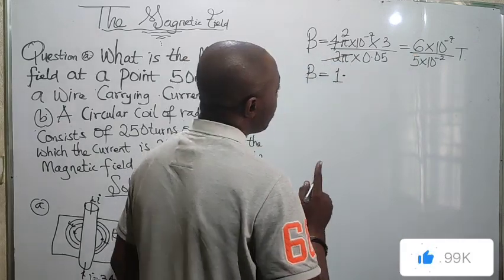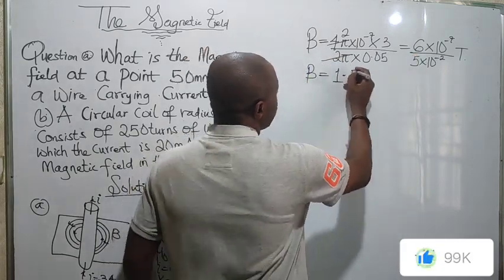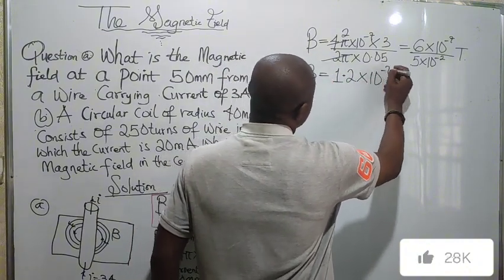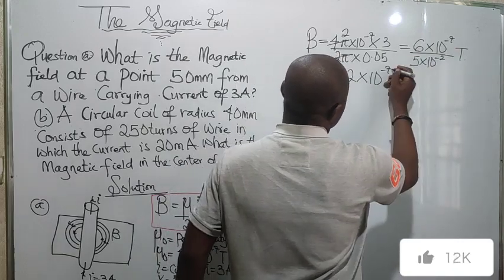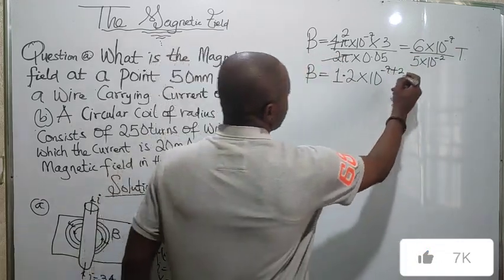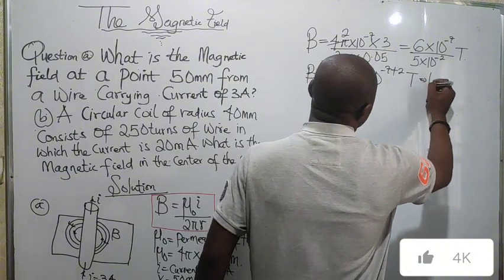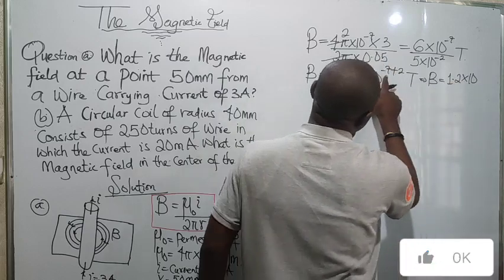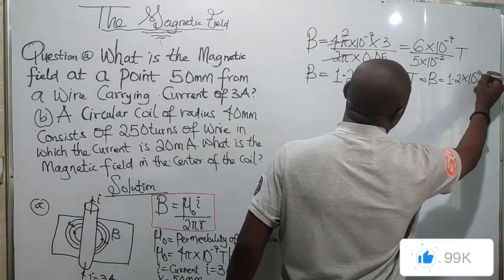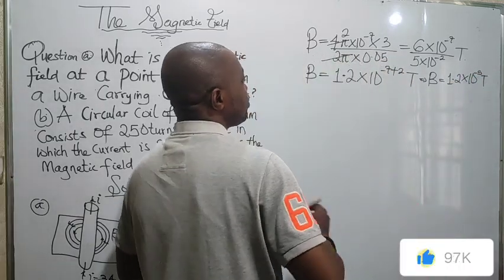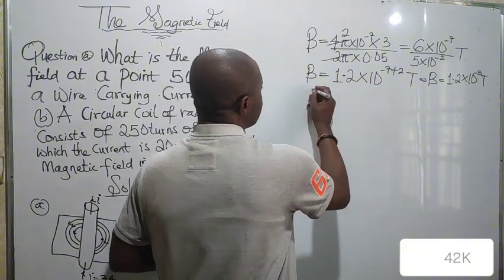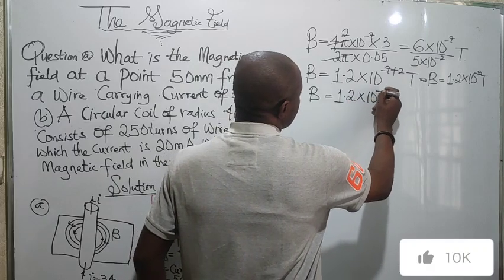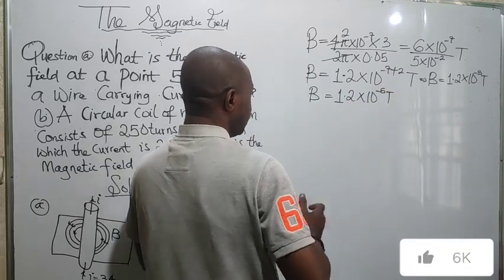6 divided by 5 will be 1.2. Yeah, that will be 1.2 times 10 raised to the power of minus 7. Now we have to bring this guy up. That becomes plus 2. So the unit is Tesla. So B will be equal to 1.2 times 10 raised to the negative 7 plus 2, that will be negative 5. Then Tesla. So the magnetic field intensity is 1.2 times 10 raised to the power of minus 5 Tesla.